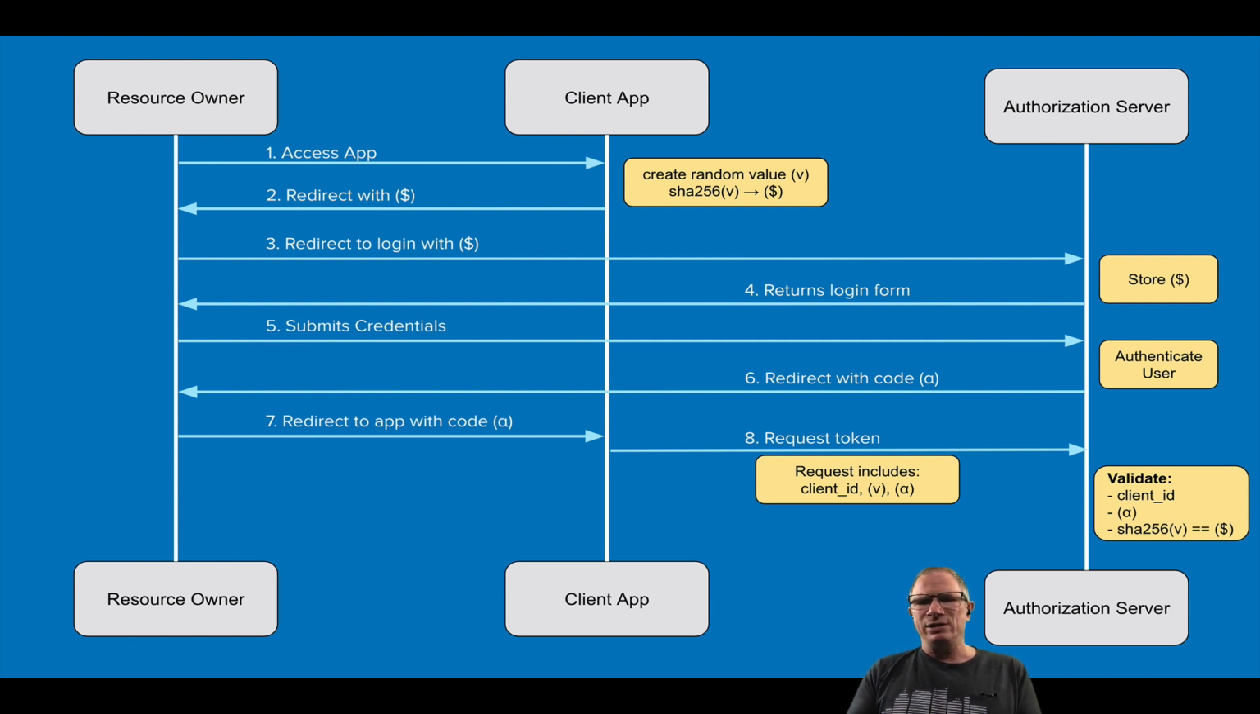Assuming that matches, then it will return a token, and that access token comes back on the back channel, the result of a POST request. And so that access token never passes through the browser's address bar, even though it's coming back to, in my example, an Angular app. So this is kind of a whirlwind tour of PKCE.